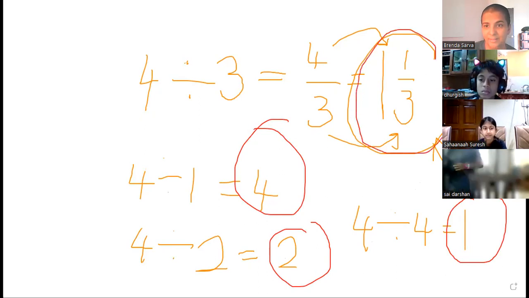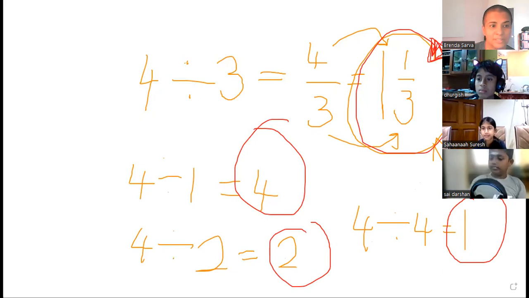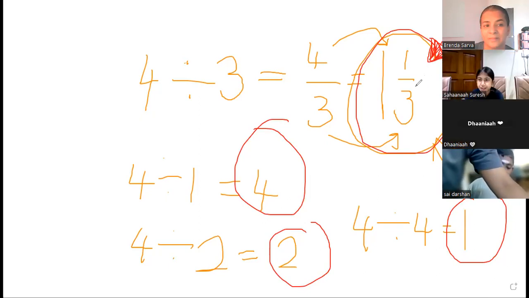Whereas this answer is a what? What type of answer is this? What is the second topic in maths that you learn? Mixed number. Which topic do you learn mixed number in? Fractions. So it's a fraction.